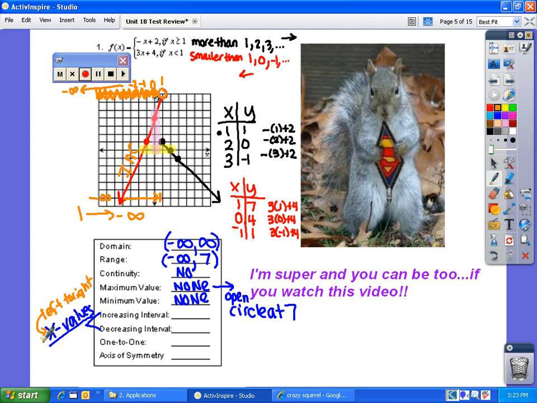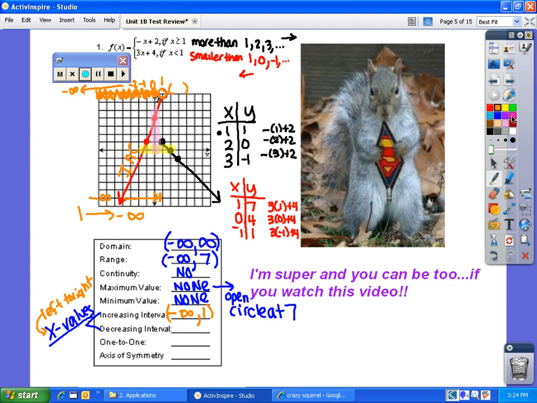for your intervals. So we started at negative infinity, ended at 1 with an open circle. So remember, those are parentheses. So our increasing interval is negative infinity to 1.